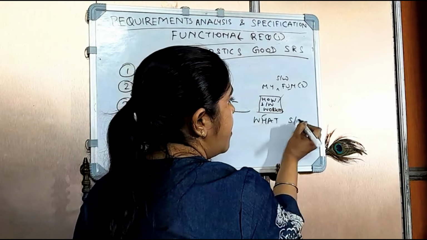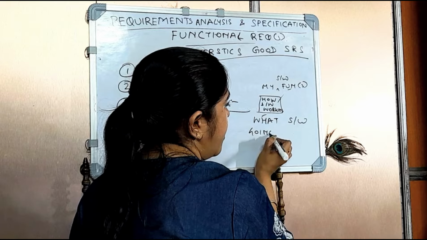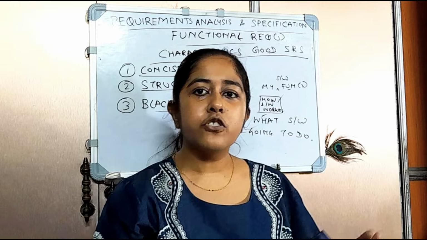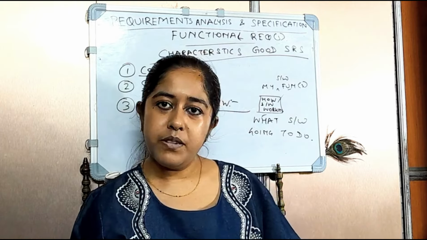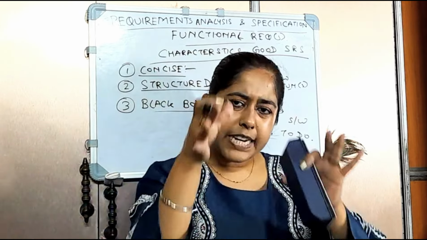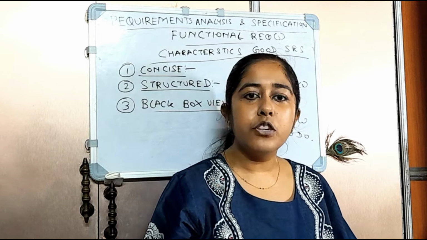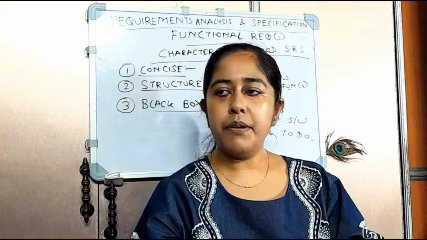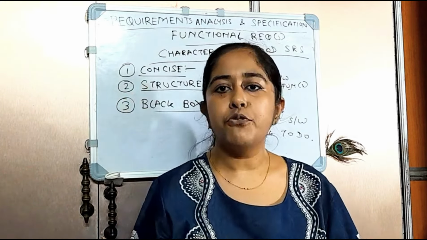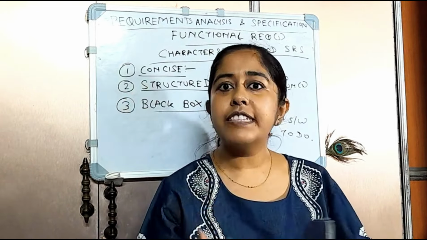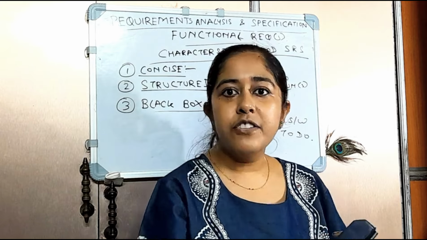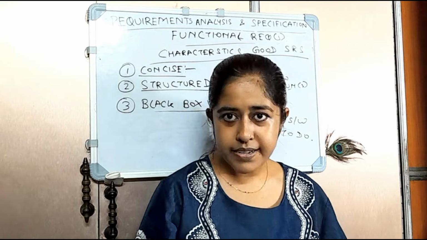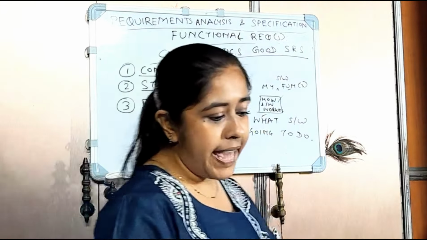Only what my software is going to do. How it is going to do it is not important. It is not given in the SRS document. It should be very concise, that whatever my software is going to do is only written there. I am giving the input, these are the functions done by the software, and the output. But how this processing is going to be done, what resources are used, how I am developing that software, everything is not given here. So it will have only the black box view.